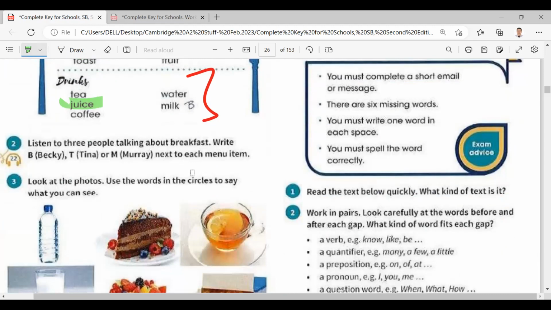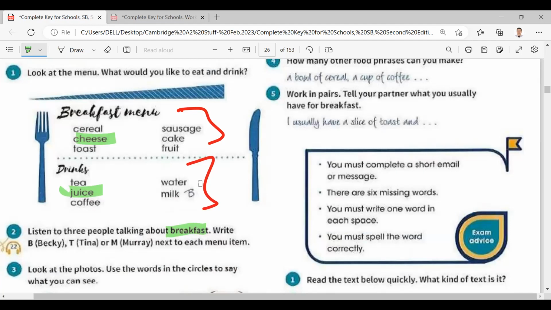You will listen to 3 people talking about breakfast. What does each one have for breakfast? They are Becky, B for Becky, T for Tina, M for Mary. Listen carefully and write B for Becky, T for Tina, M for Mary next to each item. For example, milk.